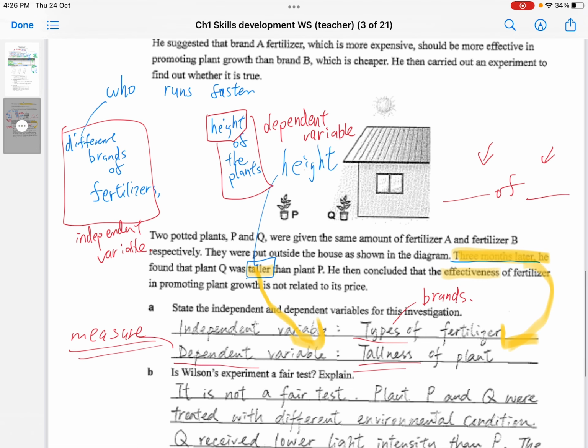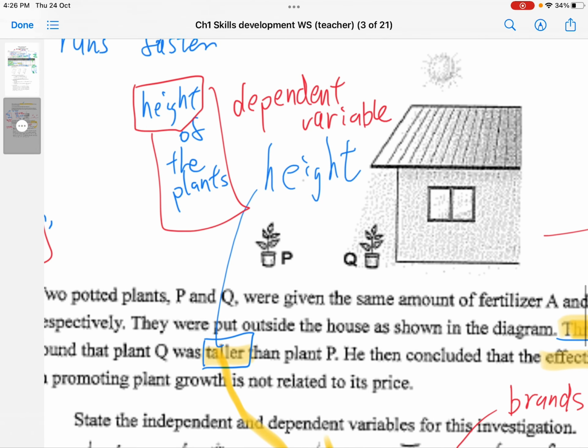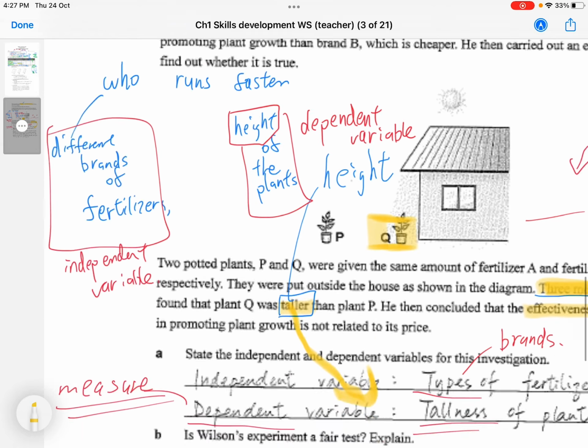And let's see the position of P and Q. However, you guys, most of you answer this question very good. Is that very well? Because you can see that, okay, P is outside the door without the shadow from the sun, and then for Q it may be in a relatively darker environment. So apart from the brand of the fertilizer, there are lots of environmental factors that will also affect the result and make the test unfair to P or Q. Okay, then this test is not a fair test at all.